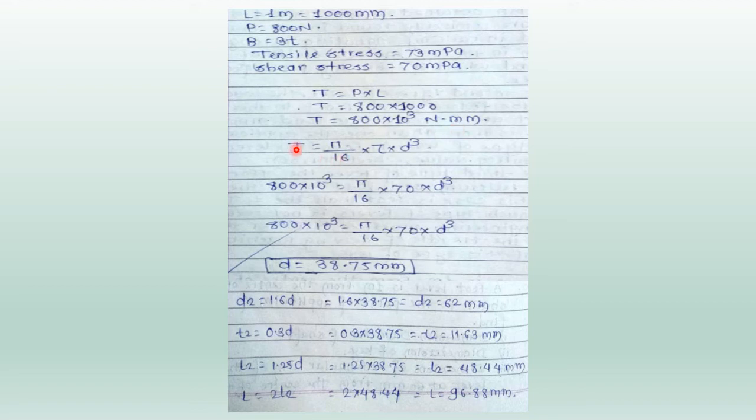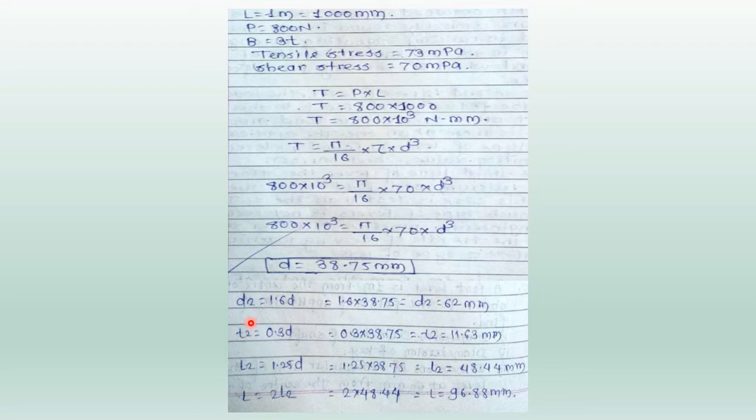Also we know that twisting moment capital T is pi by 16 tau into d cube. So put down the value of T, that is 800 into 10 to the power 3 equal to pi by 16 into 70 into d cube. So calculate the value of D by rearranging this term and taking the cube root of the given value. So you will get D is 38.75 mm. You can also take this diameter as approximately 40 mm.